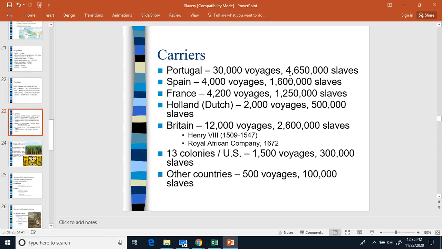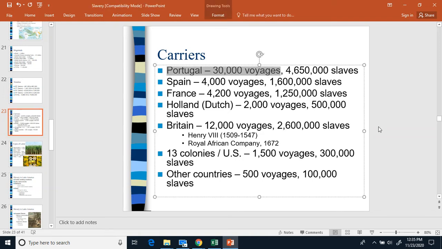And this graphic right here, this just shows you who was transporting the most amount of slaves. Most of the slaves were transported by the Portuguese. All right, so they're the ones that transported the most amount. As you see, there were 30,000 voyages and 4.6 million slaves transported.